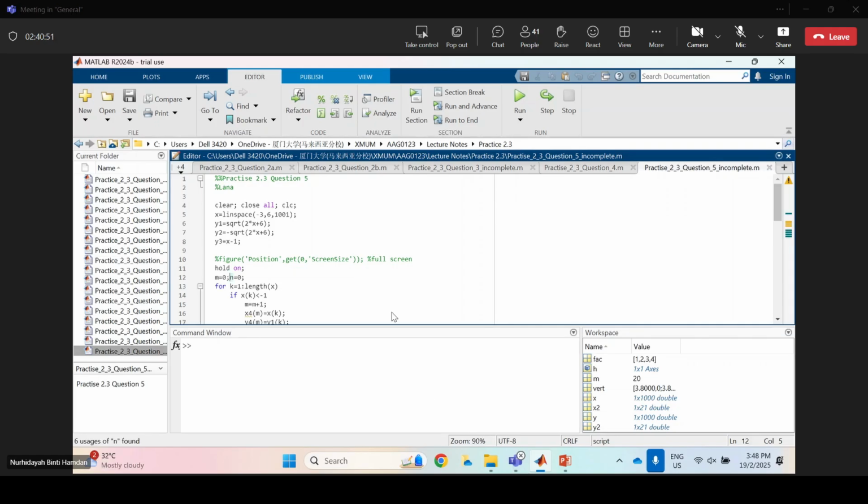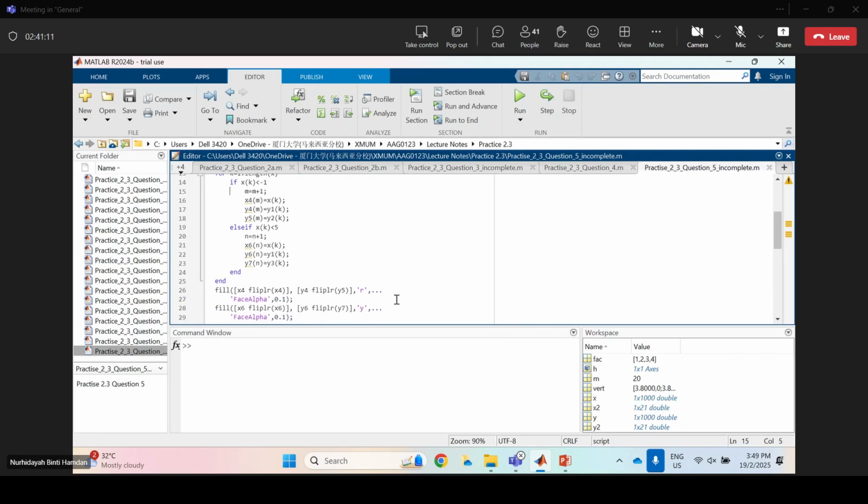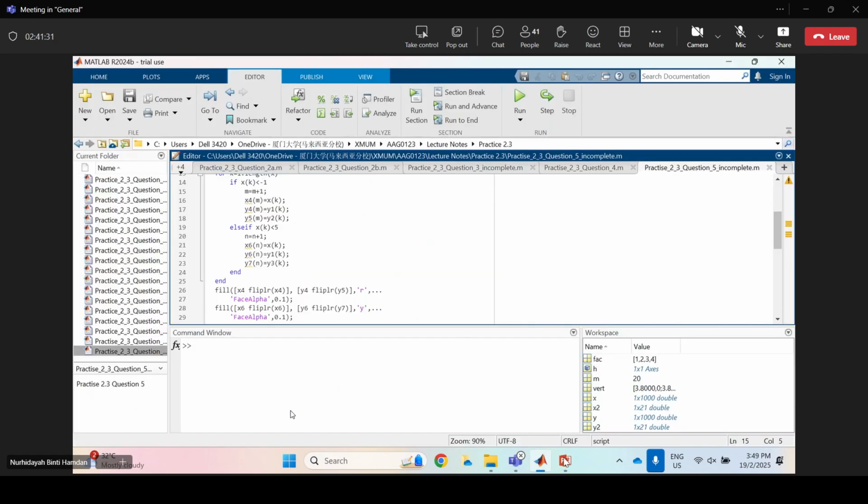I use for loop. This one you can also create independent variable or use looping like this, because we have 3 equations and we have 3 conditions. So I put here as m and n. If you notice, to color the graph, I will color this side and also this side. Which means that I have to use the flip function.